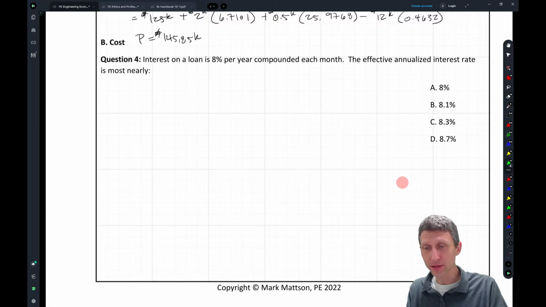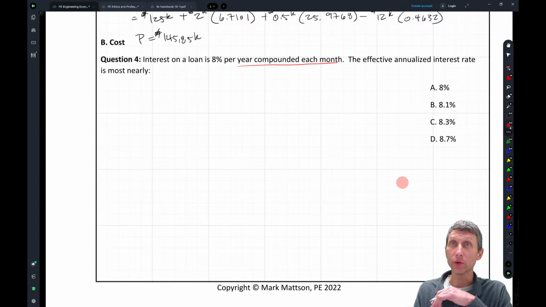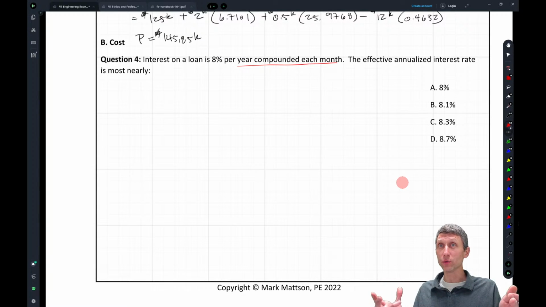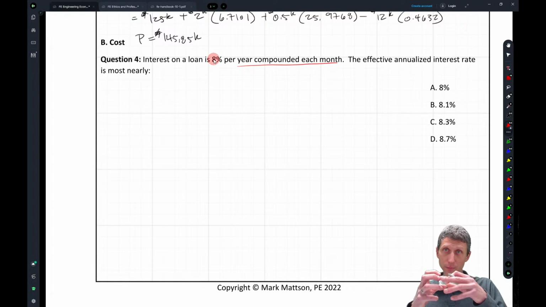We have interest on loans 8% compounded each month. So normally we see things that are compounded annually, okay? So what are we going to do? We're going to say, what's the effective annualized interest rate? And so what's the total annual interest rate? And it's going to be more than 8%, because when you compound it monthly, you start adding interest on top of the interest, and that's why you want to start investing early, because the more interest you get, the better off you are.